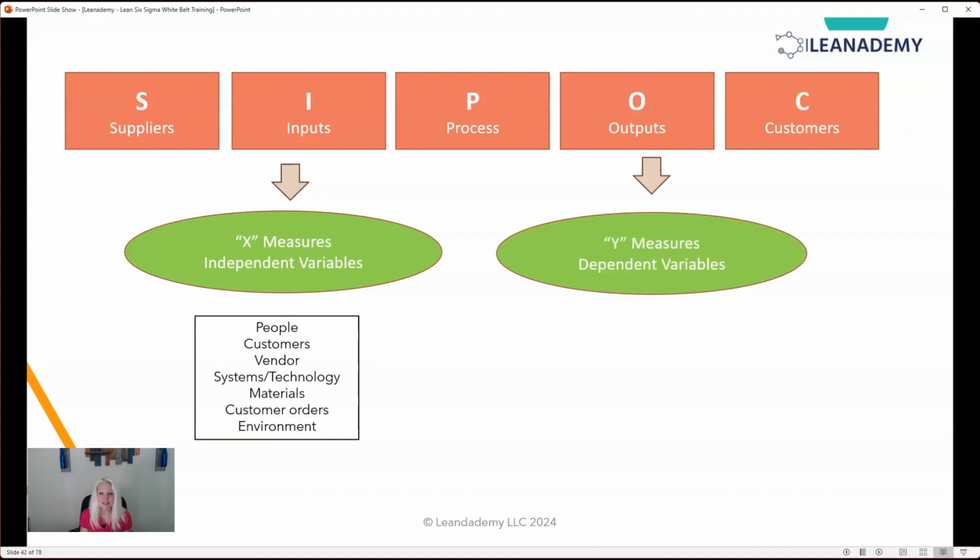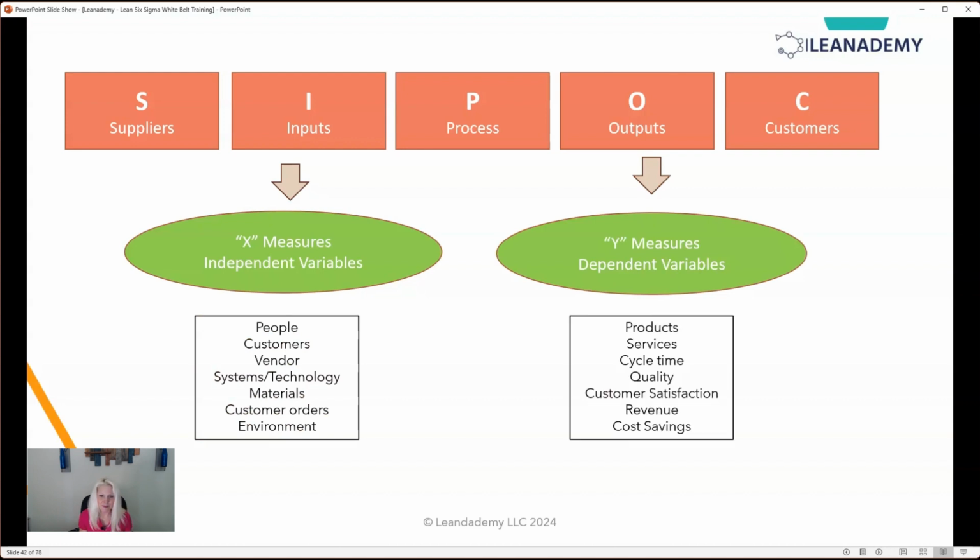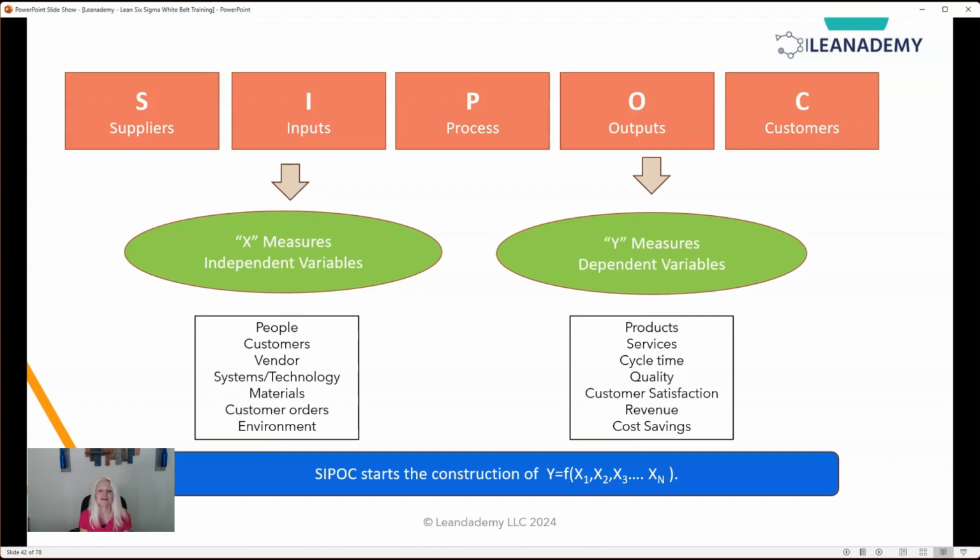And then the outputs are the dependent variables, right? Anything that's an output out of that process that we're delivering to a customer, and that can be product, service, cycle time, quality, customer satisfaction, revenue, and cost savings. The SIPOC starts the construction of the Sigma equation, or what we call the Y = f(X) equation.